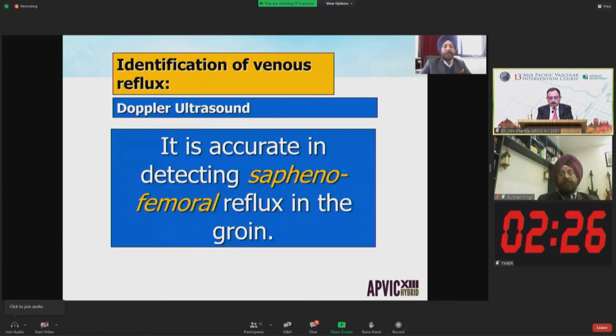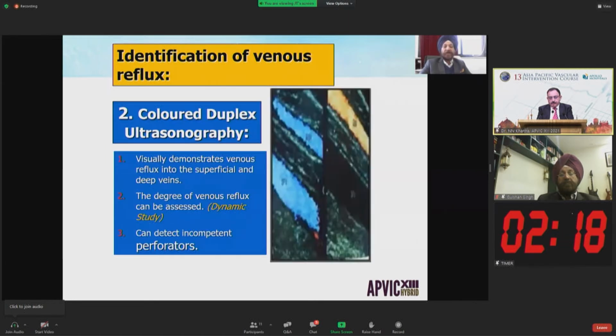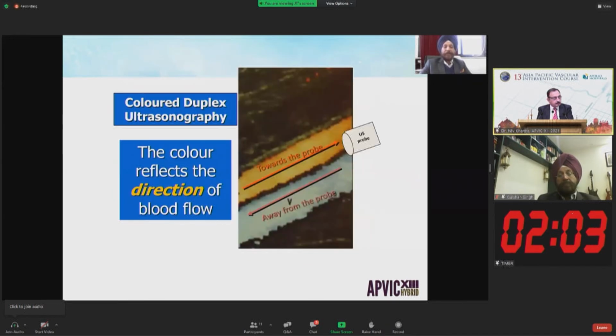Out of these, duplex ultrasound is the most important, which helps to accurately detect the saphenofemoral reflux in the groin. It visually demonstrates the venous reflux into the superficial and deep veins. The degree of the venous reflux can be assessed. It can detect the incompetent perforators.